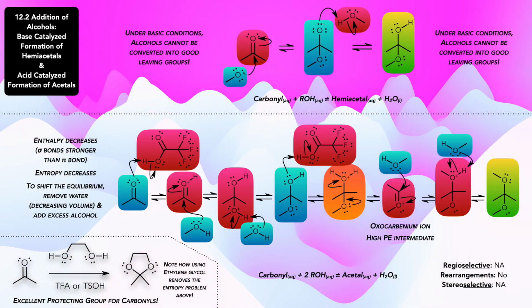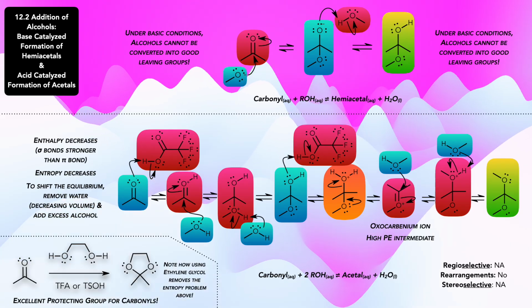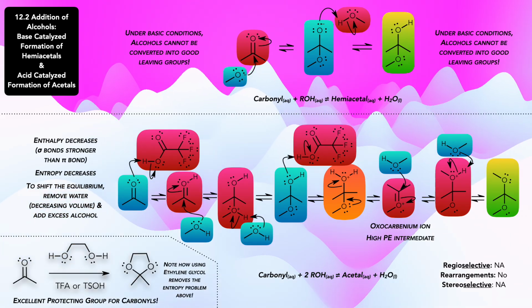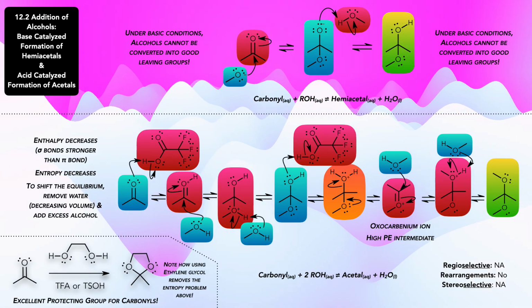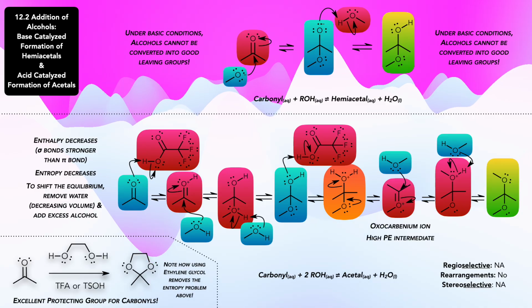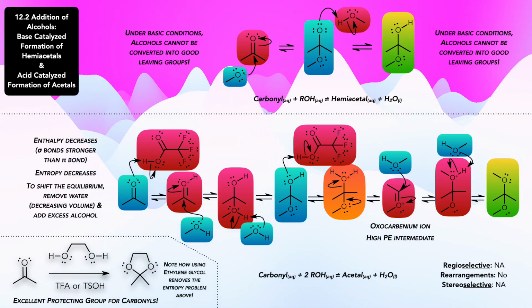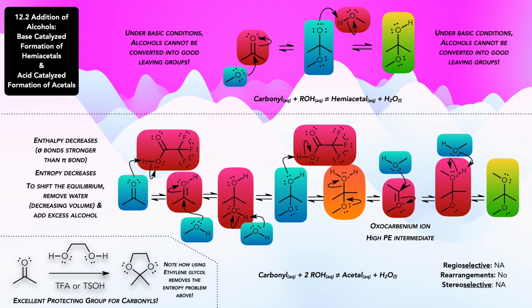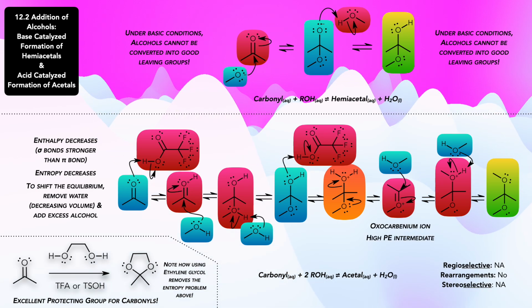But now, in the addition of alcohols to form hemiacetals and acetals, we replace water with an alcohol. In our summative reaction, carbonyl with an alcohol forms a hemiacetal. Here we have the same thermodynamics. Sigma bonds are stronger, therefore delta H is favorable. Two to one molecule, therefore delta S is unfavorable.